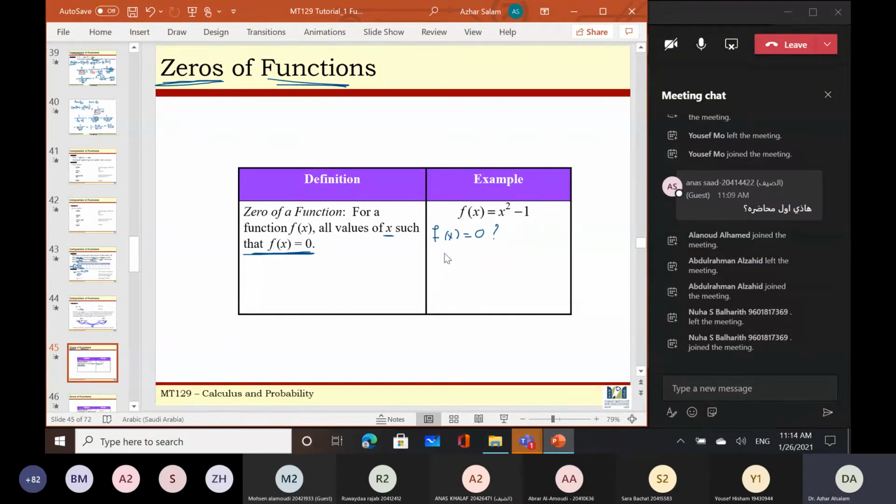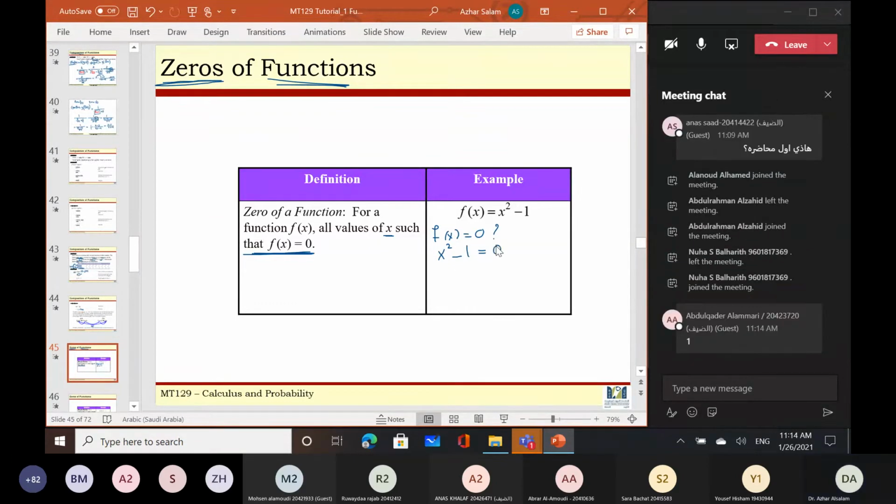Find the zeros of functions. This function: I take x squared minus 1 equals 0, and I have to find the values of x. Okay, this will be the zeros. أصفار الدالة معناتها قيم x التي تجعل من الدالة f تساوي الصفر.